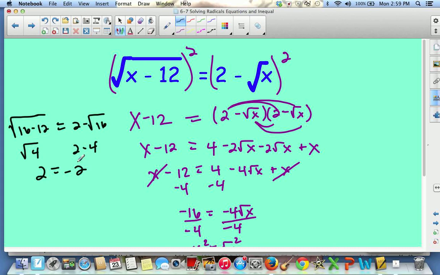Again, we're talking about the principal root. So this doesn't work out, does it? So for this one, we're actually going to say no real solution here. Doesn't work out for us. So all that work for nothing. But at least we tried it, and we know that that doesn't work out.